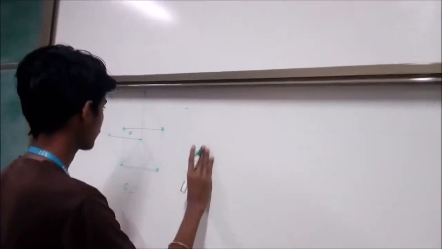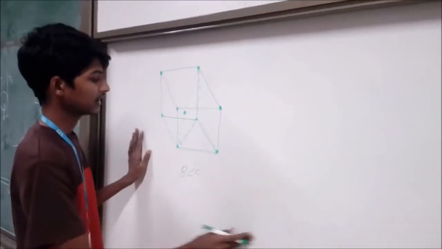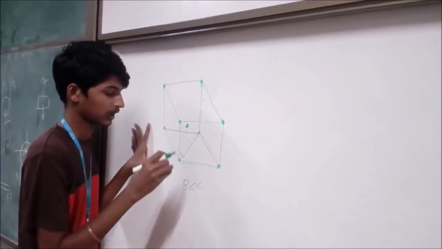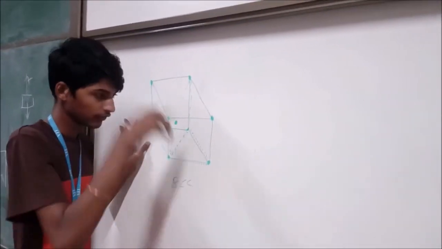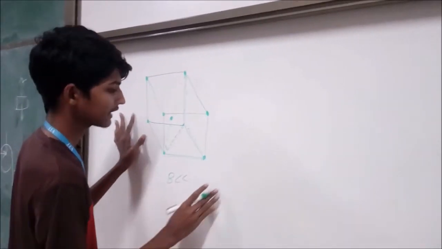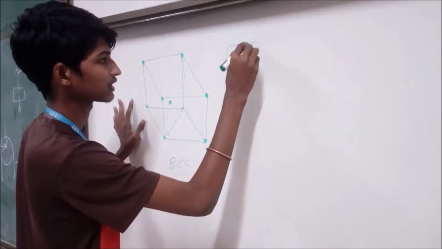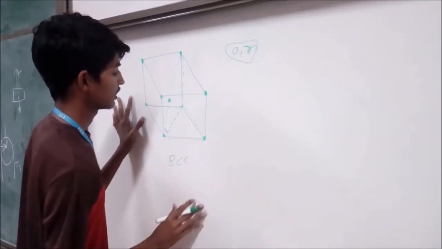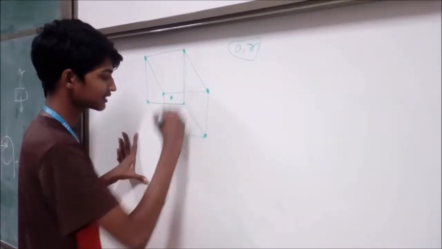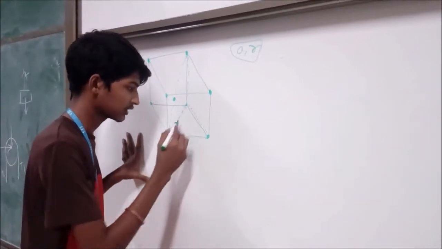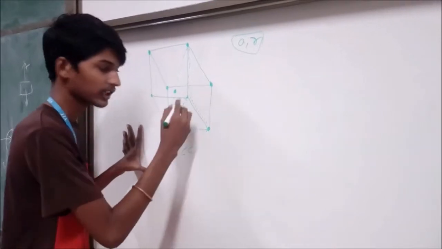And look at the BCC. In an FCC, we have an atom in the middle of the face, but in a BCC, we have the atom in the middle of the entire cubic cell. So while calculating the relation between A and R, we have to be cautious, since we have to take this triangle to calculate this. We also have to take this triangle because we need to calculate this distance first. So let us do this first.